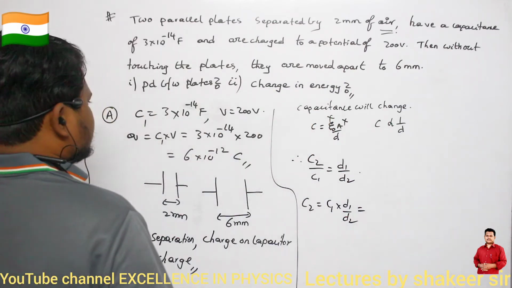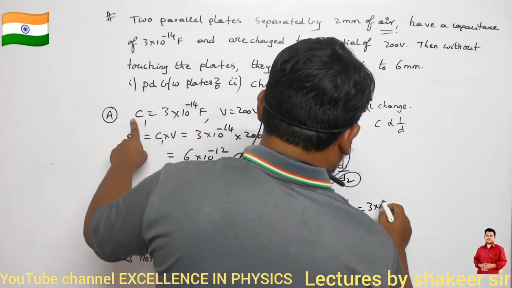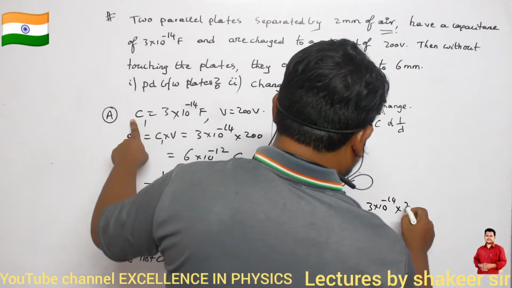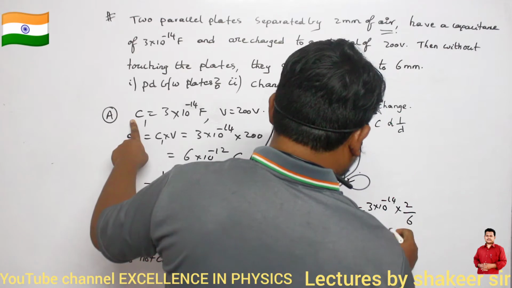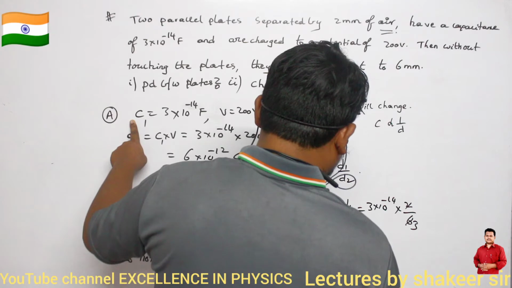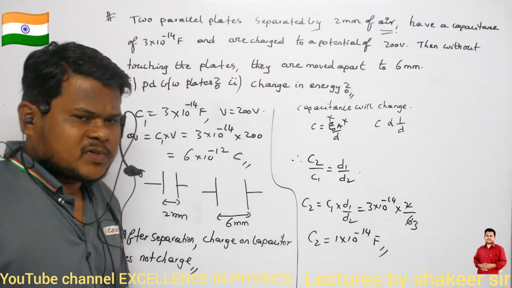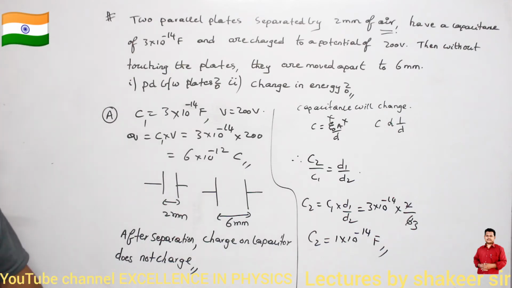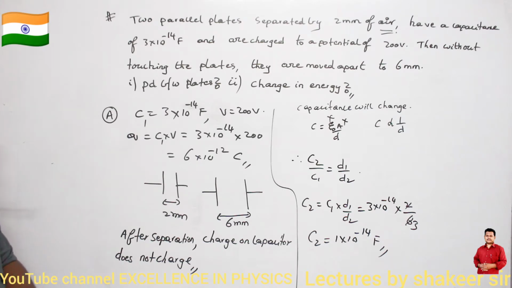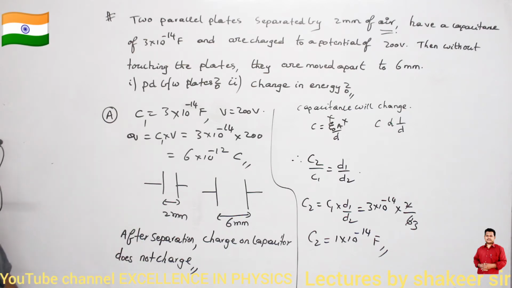So initial capacitance is how much? Initial capacitance is 3 into 10 power minus 14. And initial distance is how much? Initial distance is 2. Final distance is how much? Final distance is 6. So 2 ones are 2, 3 ones are... the 3 gets cancelled. So C2 is equal to 1 into 10 power minus 14 farads. Clear? So final capacitance is 1 into 10 power minus 14 farads if we are increasing the distance from 2 mm to 6 mm. So capacitance is going to change in this condition.